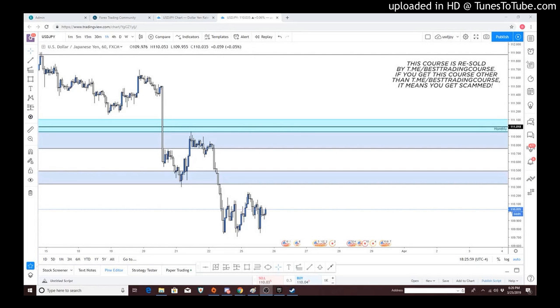I'm going to turn off all of my indicators here just so we can look at price action itself. The first thing you want to do is identify if price is moving sideways. This is a trending condition. This is a ranging condition.